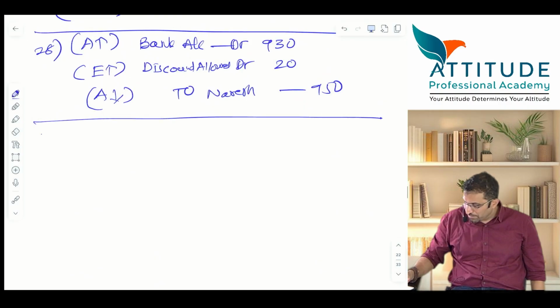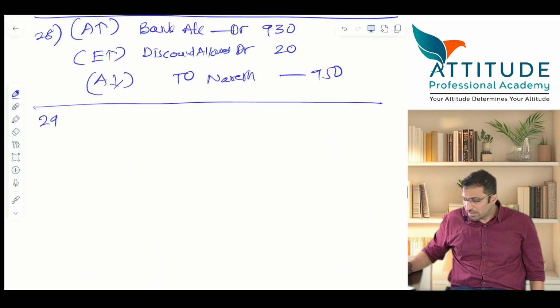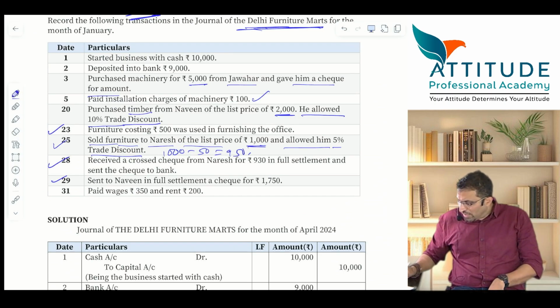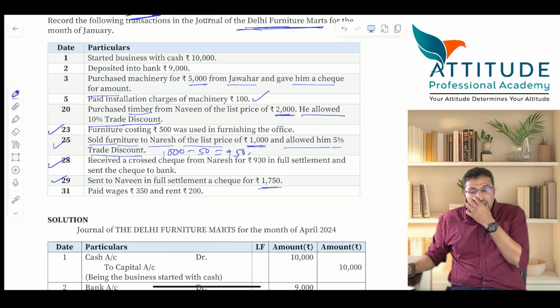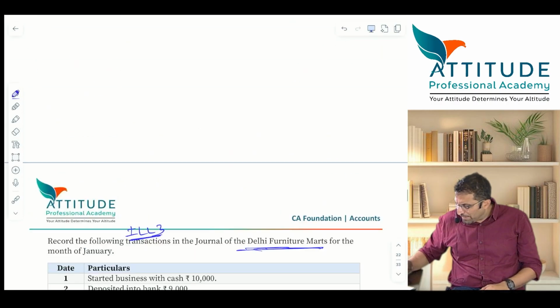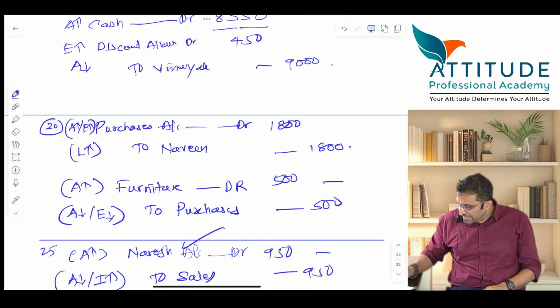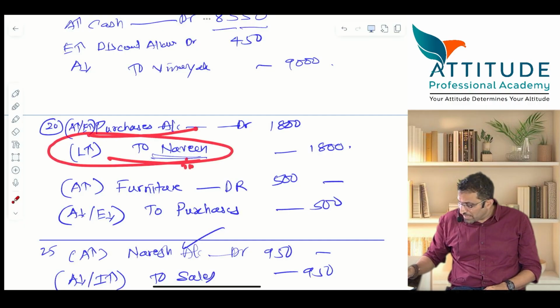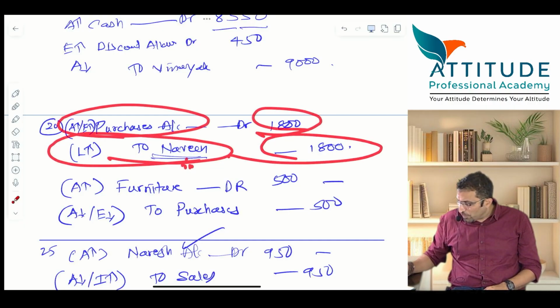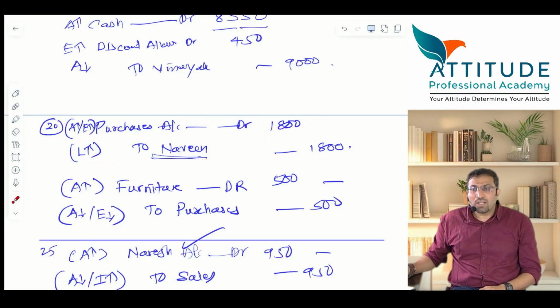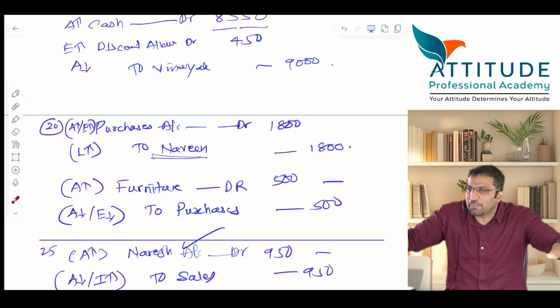Next, 29th. Shall we go ahead? Okay, come back to 29th. Send to Naveen in full settlement a check of 1750. Now, who is Naveen? First look. Is Naveen in your books? Yes, Naveen is there, a liability. Have a look at it. Naveen was a liability because you had purchased some goods and you have to pay him 1800. Now how much are you paying him?